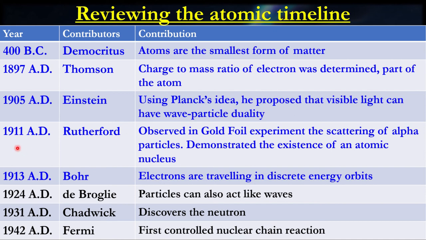About 6 years after that, Ernest Rutherford came up with the idea of the atomic structure of the nucleus with the positive protons, and we had Niels Bohr about 2 years later coming up with the concept that electrons traveled in quantized energy orbitals.